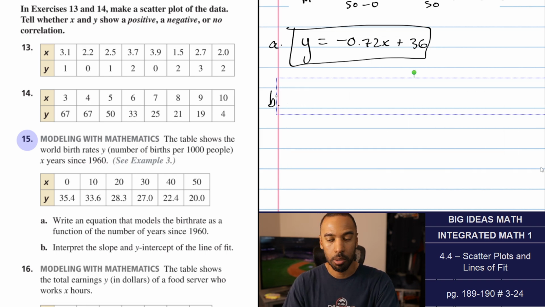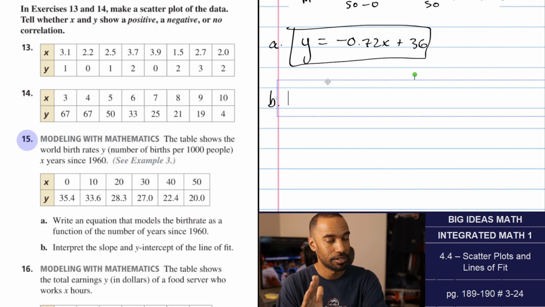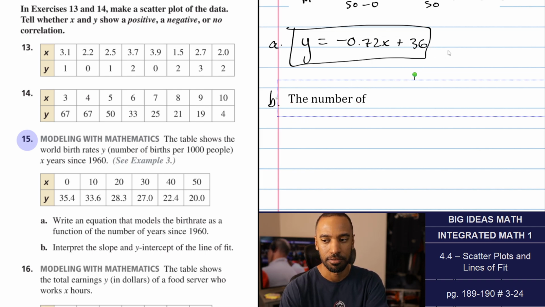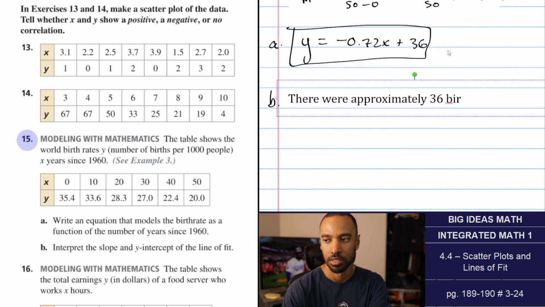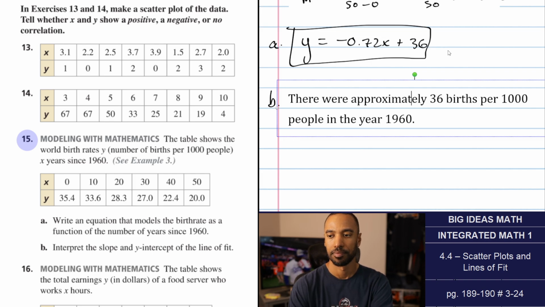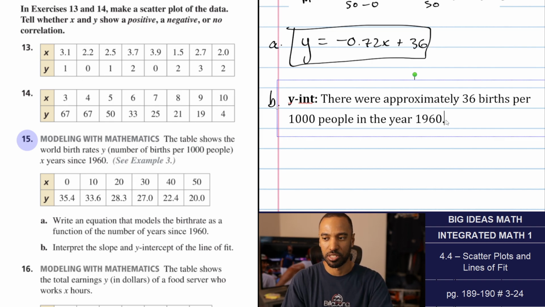Now remember, this is only interpretive for a model. We actually have a data value of 35.4, but for the sake of our equation, our interpretation of 36 means the number of births. Let's see, there were approximately 36 births per 1,000 people in the year 1960. Now that's my y-intercept interpretation. That was y-intercept, by the way, not slope. The slope is the negative 0.72.